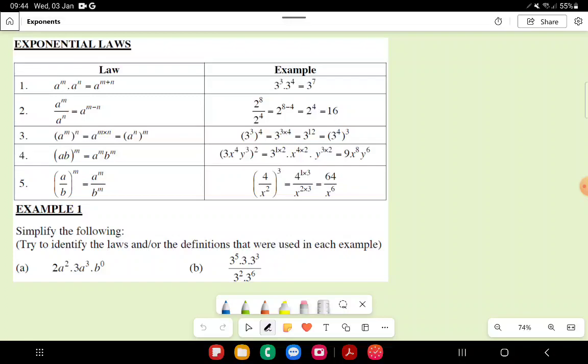If you have more than one variable or number inside the brackets, it means everything in the bracket is raised to the power. If you have a fraction to a power in the brackets, then everything in the brackets is raised to the power. So those are our 5 laws that we're going to look at. In this video, we're going to look at example 1, which is question A and B. You can pause the video, give it a try, and then resume to see how well you did.